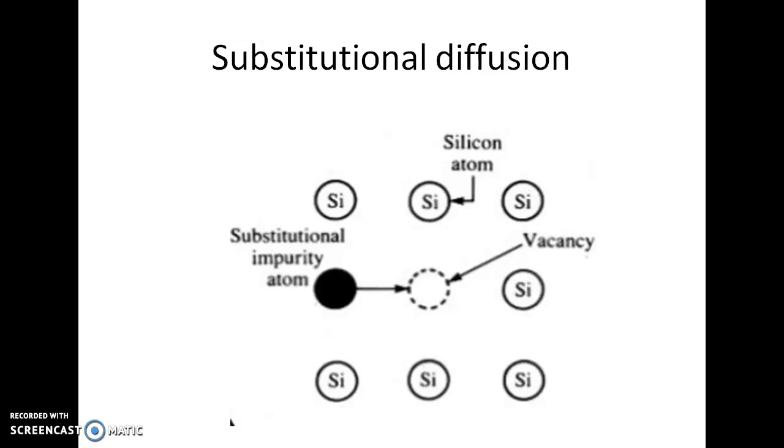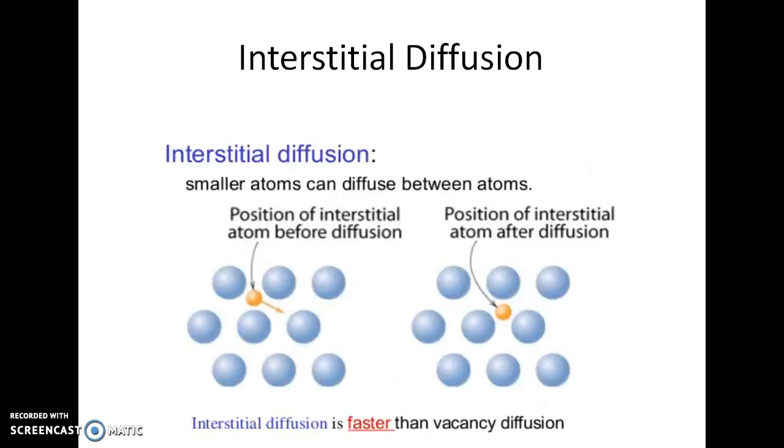Different types of diffusion mechanisms are present: one is substitutional, another is interstitial, and one more is interstitialcy. In this figure, substitutional diffusion is shown, in which the host atom moves to a vacant position. Here a vacancy is seen, and this atom is moving from this place to this place. This is called substitutional diffusion. For substitutional diffusion, the vacancy definitely should be there.